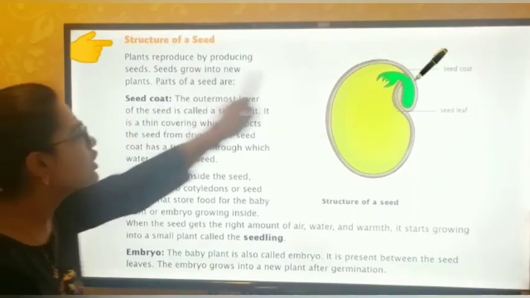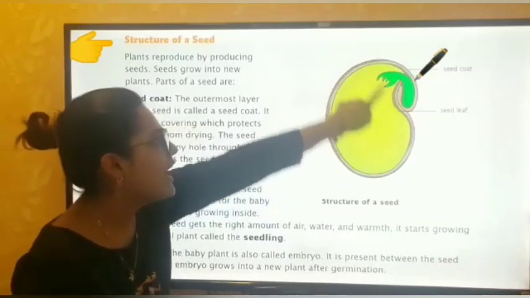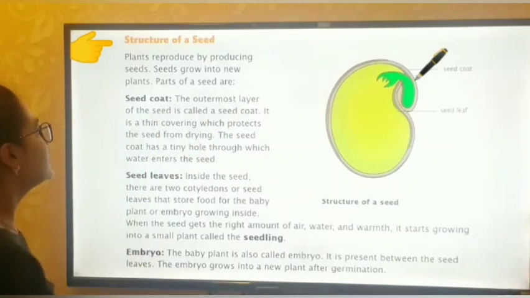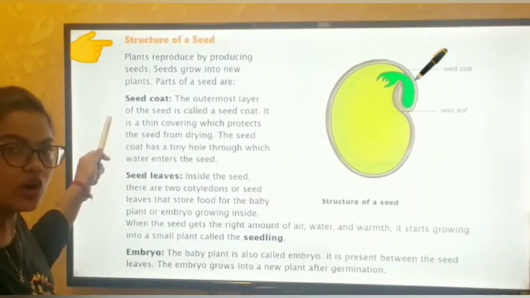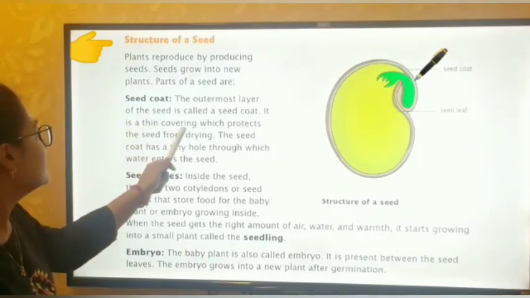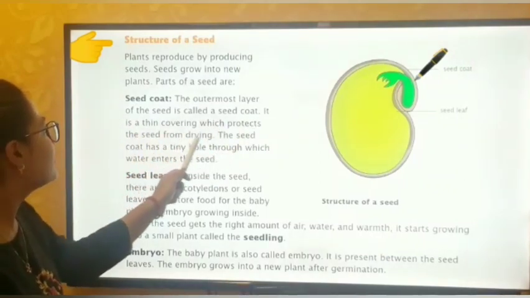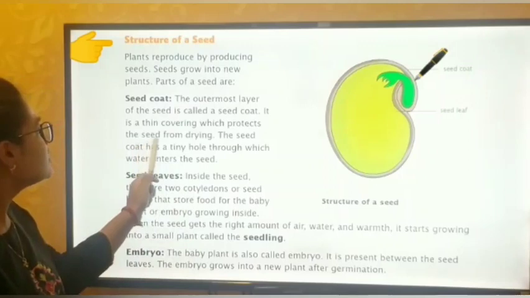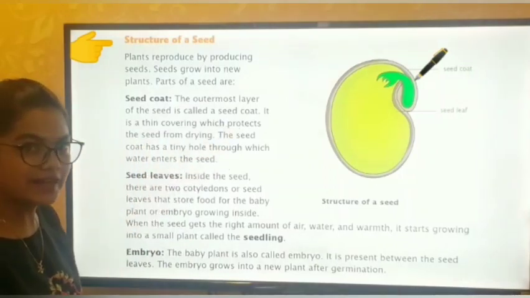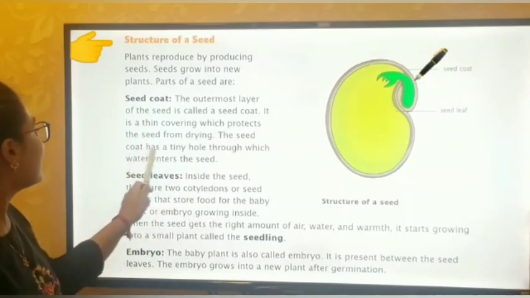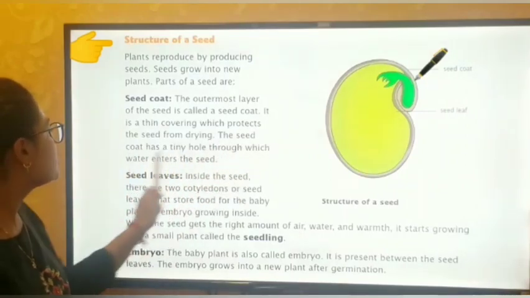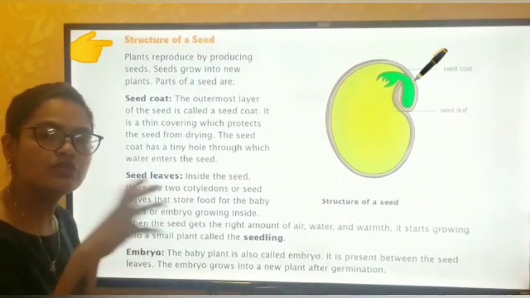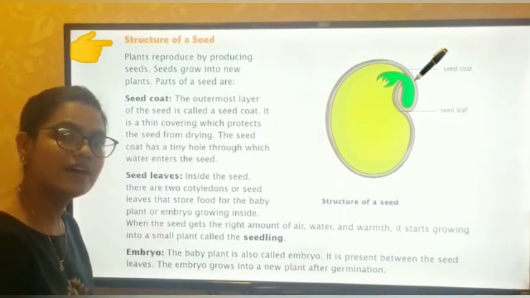Seed coat. You can see in the figure, the outer covering of the seed is known as the seed coat. The outermost layer of the seed is called the seed coat. It is a thin covering which protects the seed from drying. The seed coat has a tiny hole through which water enters the seed. So the water will move inside the seed through this tiny hole.